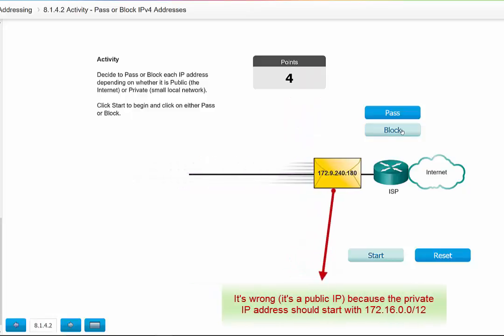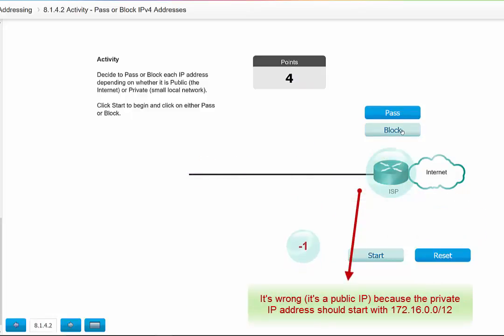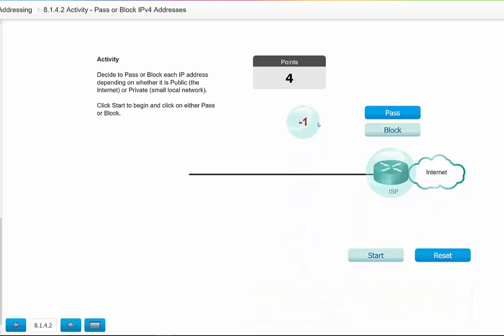This one is also a private IP address. This is a public IP address, so we pass this. We have to do that very fast. And this is a public IP address, so we can pass it. That's also a public IP address, so we can pass it, and so on.